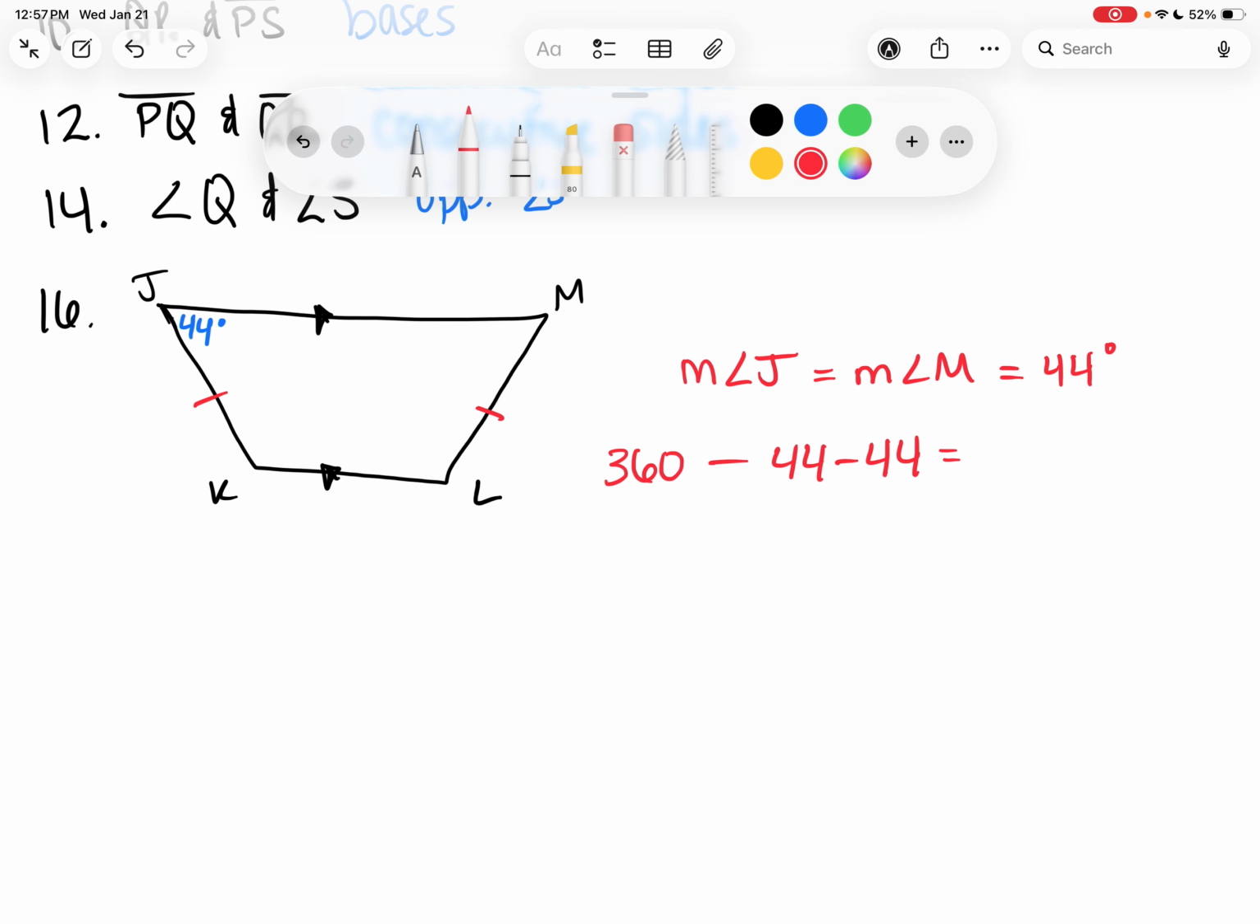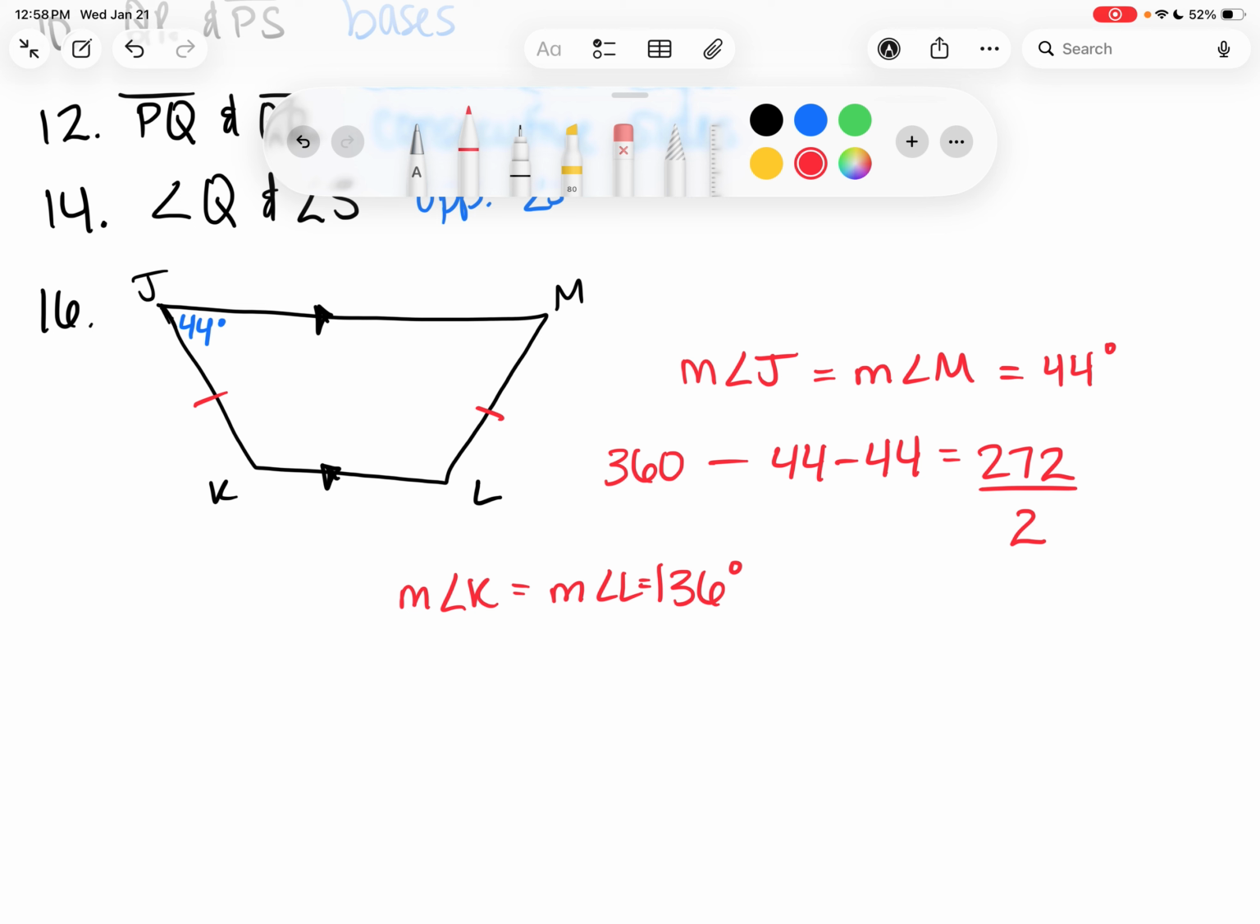And that ends up being 272. Then that's K and L together. So I need to divide that by 2 to find each one of them. And so that's 136, I think. So 136 degrees is the measure of angle K, which is also equal to the measure of angle L, which is 136.